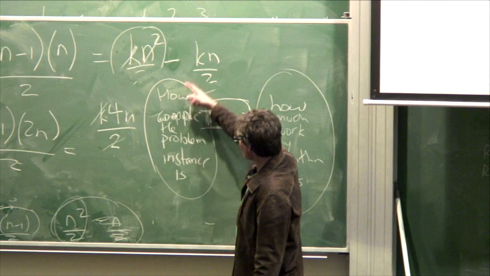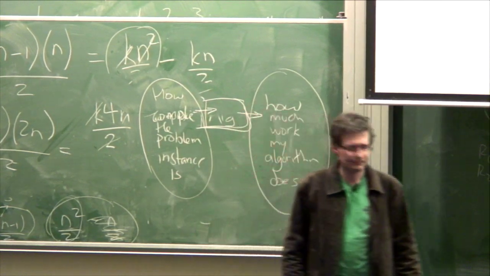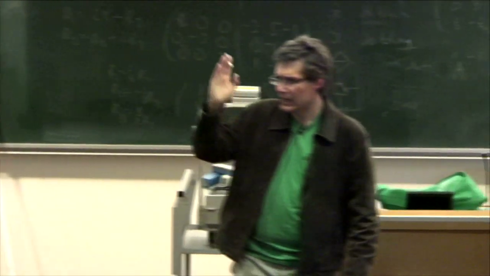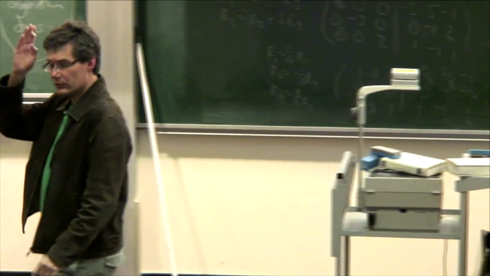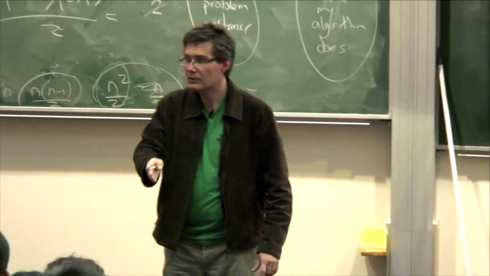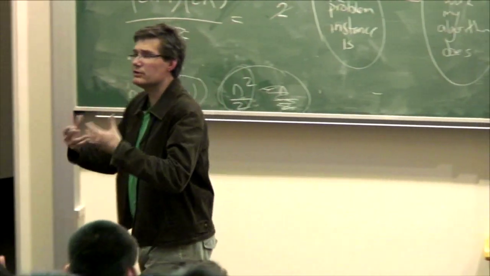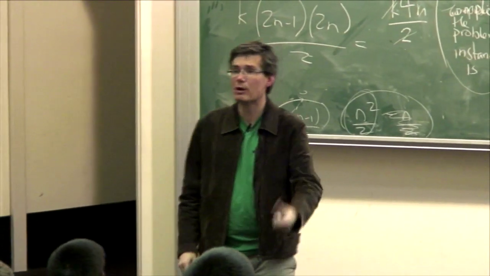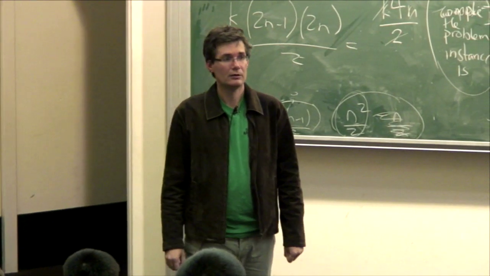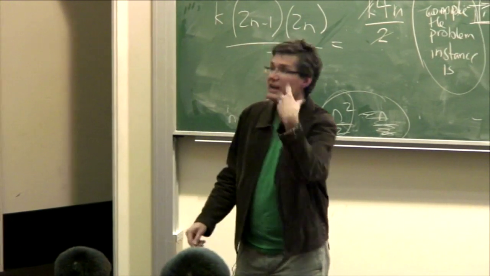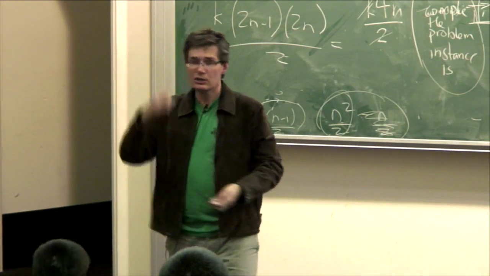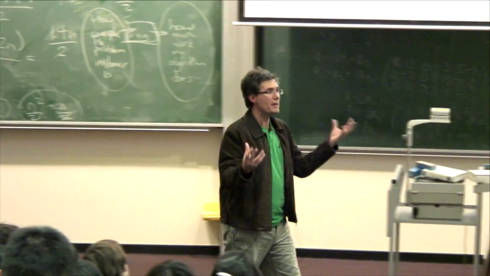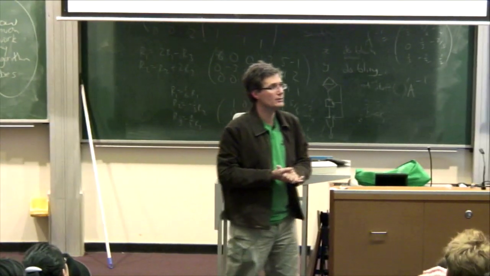But what about this side? How complex the problem instance is? Well, let's look at it. You're sorting 1,000 books, or you're sorting 2,000 books. What's the growth in the amount of information going into the problem? 1,000 books, or 1,000 integers, if we want to think about sorting integers. You've got to sort 1,000 integers, or you've got to sort 2,000 integers. What's the difference in the amount of information we're giving to the sorting algorithm to describe that problem?